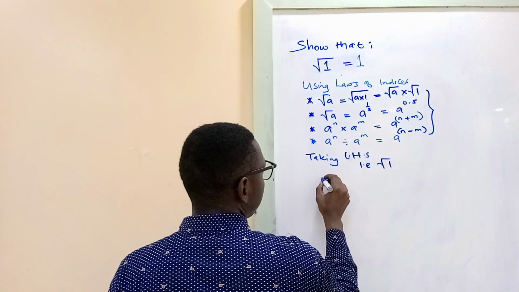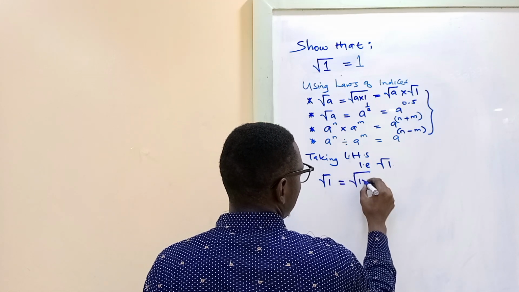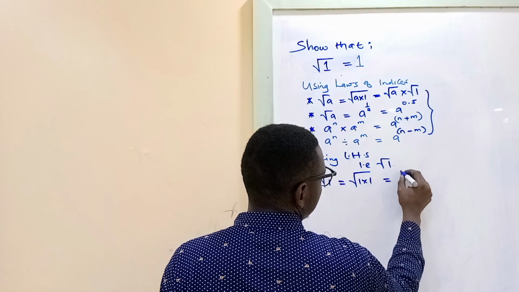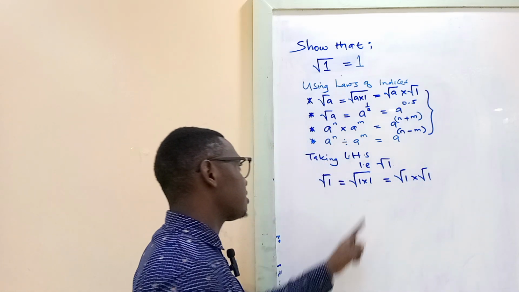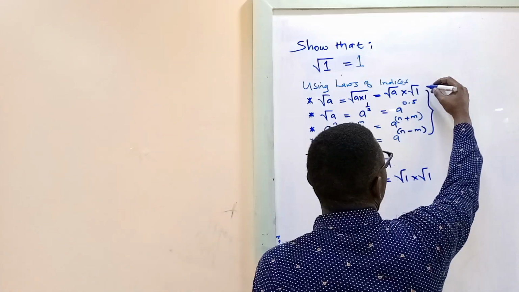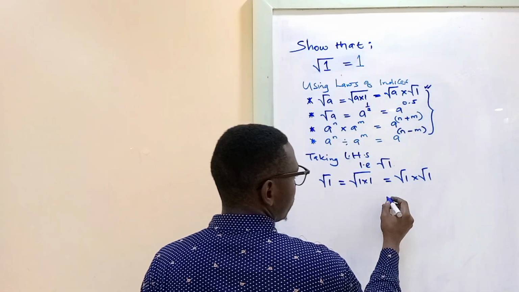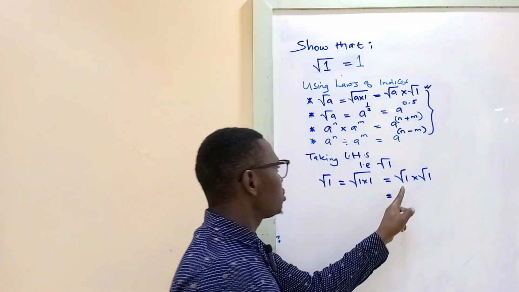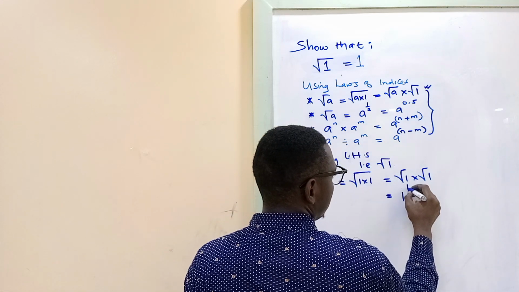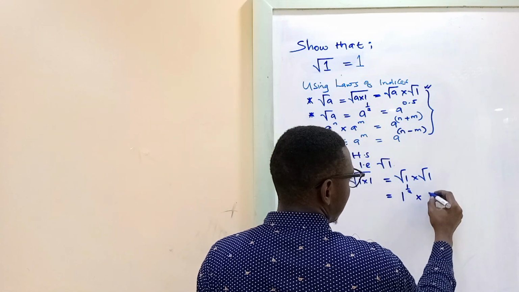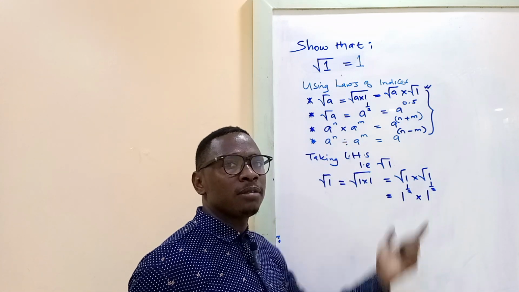Applying the laws, root 1 can also be written as root 1 multiplied by 1, which can also be written as root 1 multiplied by root 1. We have just separated it, as for law number 1. Then we see that root a equals a to the power half. So this becomes 1 to the power half multiplied by 1 to the power half, which is 1 to the power half, squared.